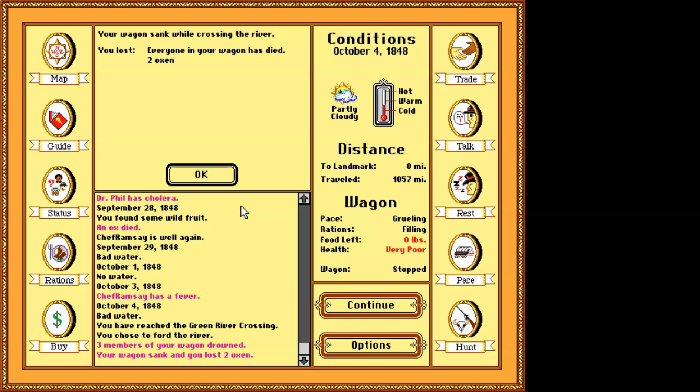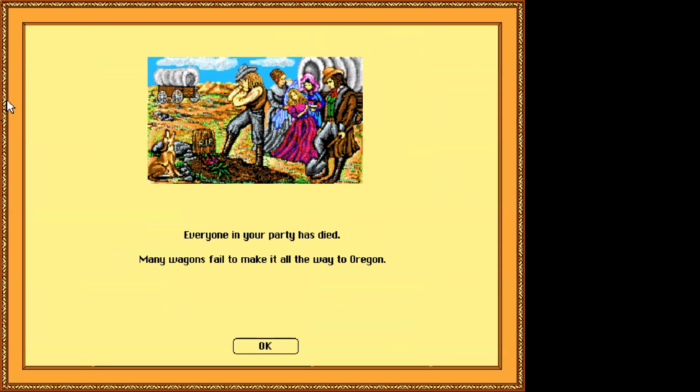Everyone in my wagon has died, and I lost 2 oxen. Now, what does that mean? Everyone in your party has died. Many wagons failed to make it all the way to Oregon. So press F to pay respects to me, Dr. Phil. Or was Dr. Phil already dead? I can't even remember who was alive or who was dead at this point. I guess Chef Ramsay and Dr. Phil were still alive, now no longer, so we died of drowning. That is where our story ends.